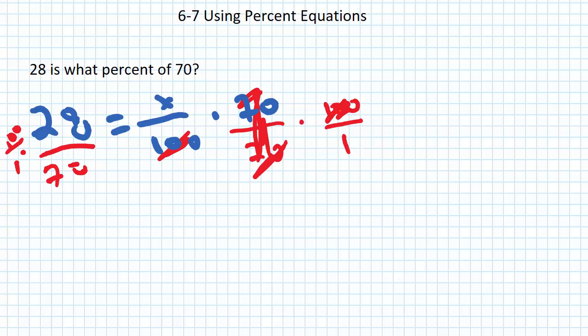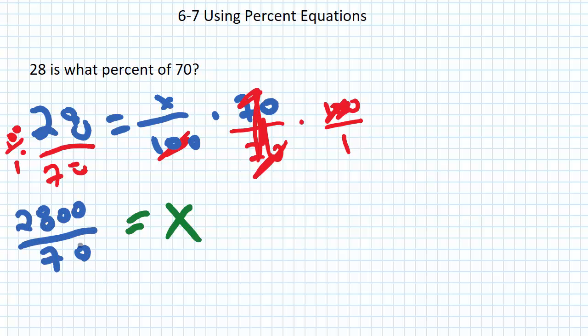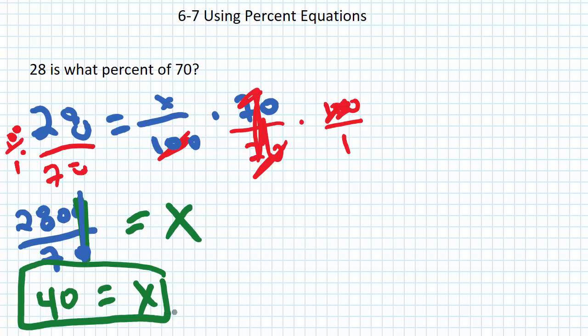So what I've got on the right-hand side is x equals, and on the left I've got 100 times 28, which is 2,800, divided by 70. Okay, 2,800 divided by 70. Please don't grab your calculator for this. Notice a factor of 10 comes off there. Let me do that in a different color. Factor of 10 comes off here. And I've got 7 divided into 280. 7 goes into 28 4 times. So the answer should be 40. All right, so 28 is 40% of 70. Not so bad. How about another example?